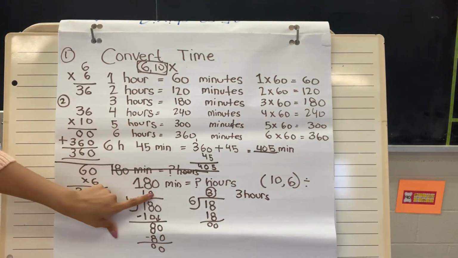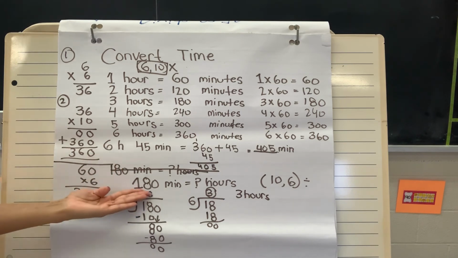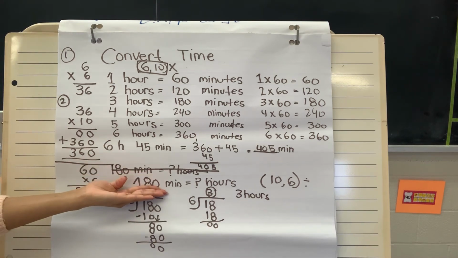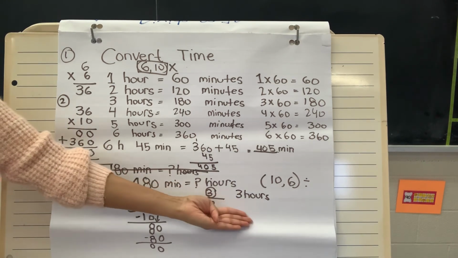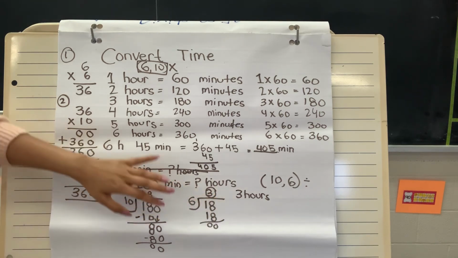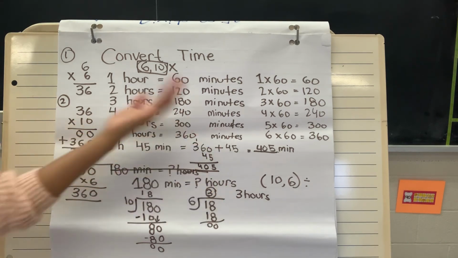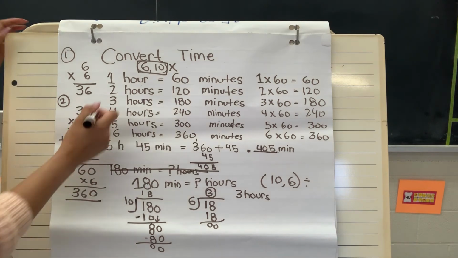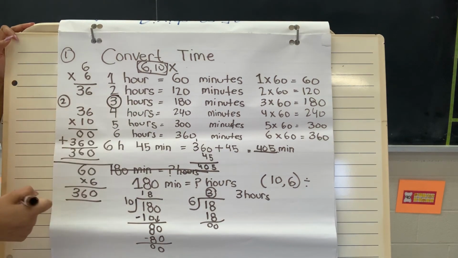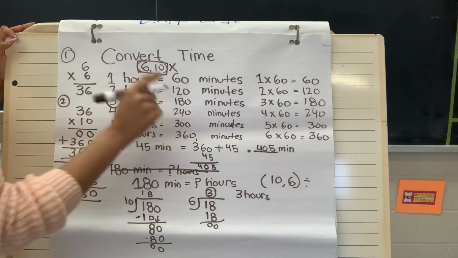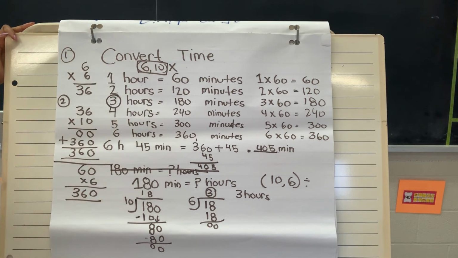So if you watched a movie that is 180 minutes long, you spent 3 hours watching the movie. And now, since we found our chart again, we see, oh, actually, our answer is correct. 3 hours equal 180 minutes. That's right. Okay.